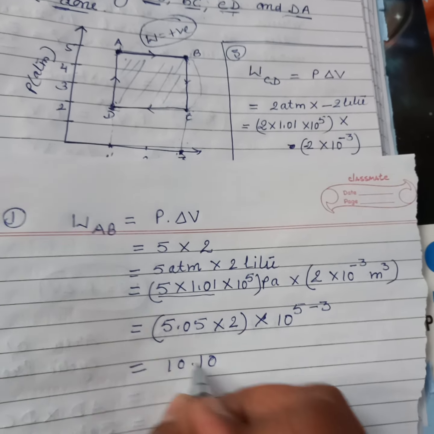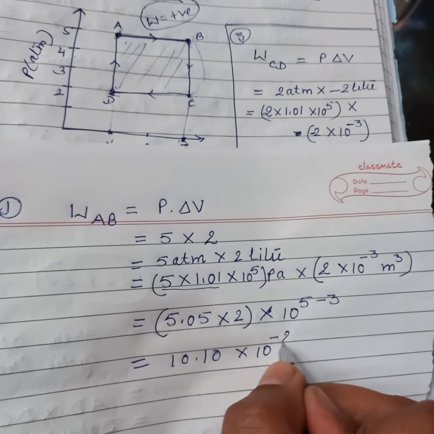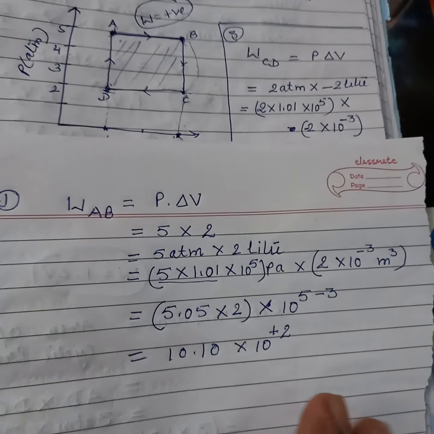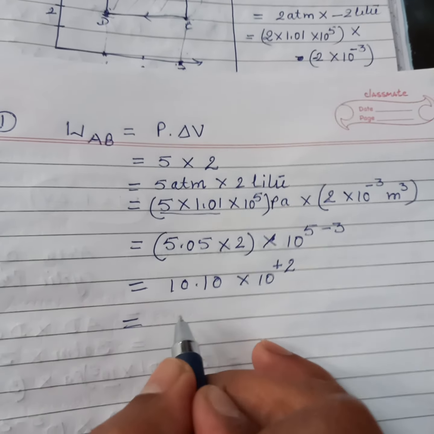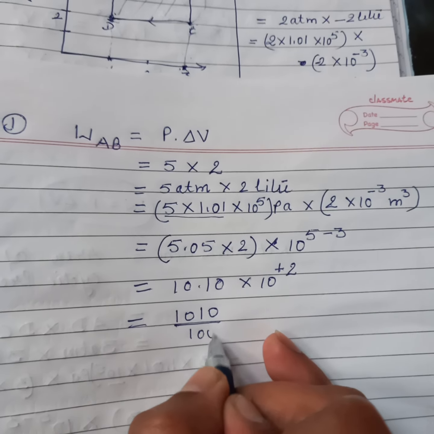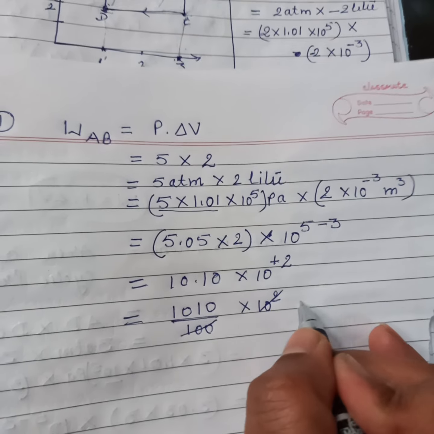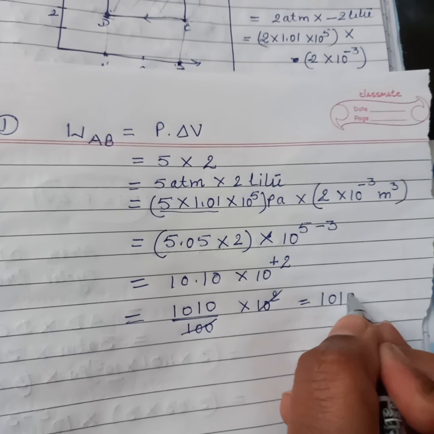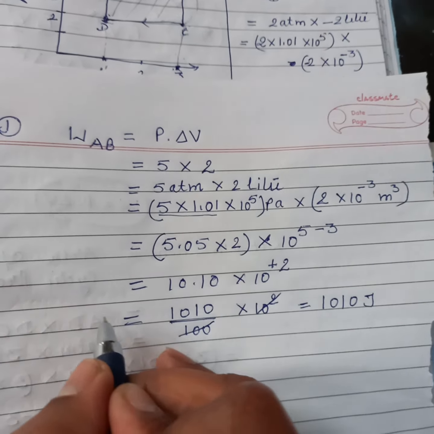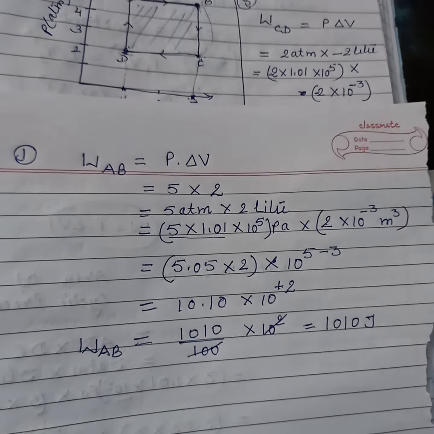10 into what? 10 raised to power minus 2 or plus 2? Plus 2. So afterward, here the answer you will get is 1010, removal of decimal done, divided by 100, and this will cancel with 10 raised to power 2. So your answer will come here 1010 joule. 1010 joule work is done along A, B of this diagram.